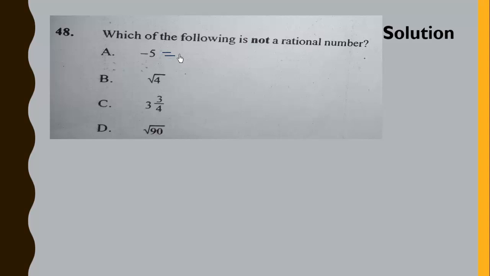So which of the following is not a rational number? So we know these are all rational numbers except this, because we can write all of them in the form a over b, where a and b are integers, but over here the top one is not an integer. The cube root of 10 is not an integer.